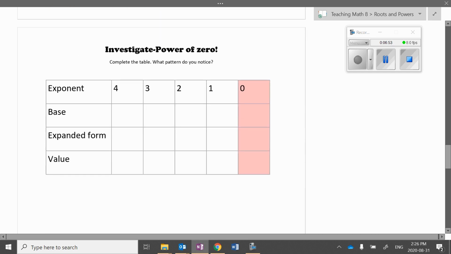I want you to try and complete this table on your own and see what you notice. So if we have an exponent of 4, pick any base. Let's choose easy bases like 2 or 3. Write out your expanded form and write out your value. What do you notice about the power of 0? Again, do this on your own. Pause the video, do it on your own, and then you can check your answer with me.